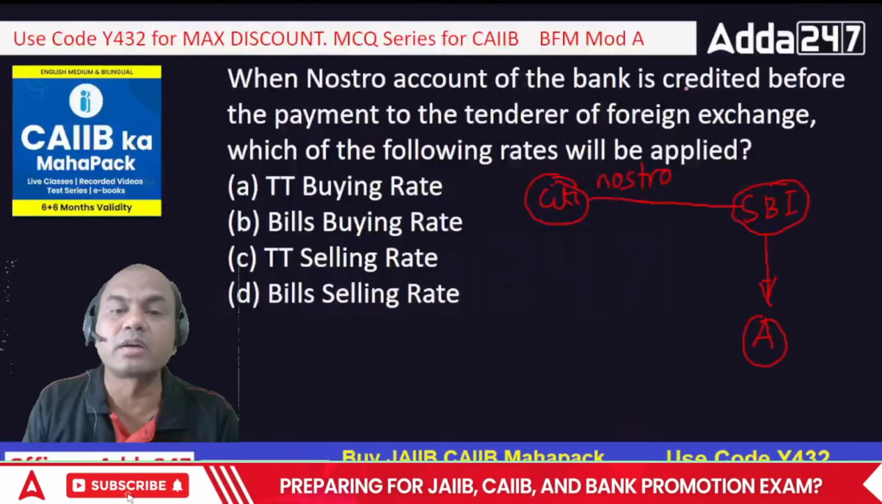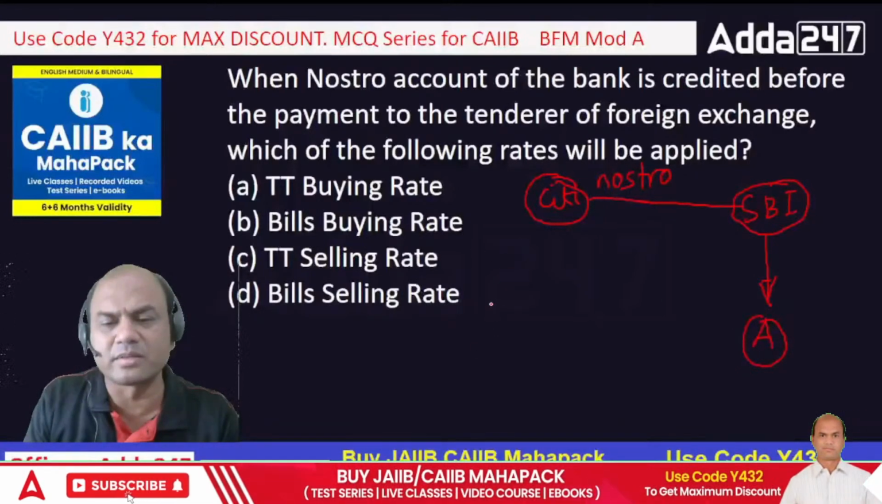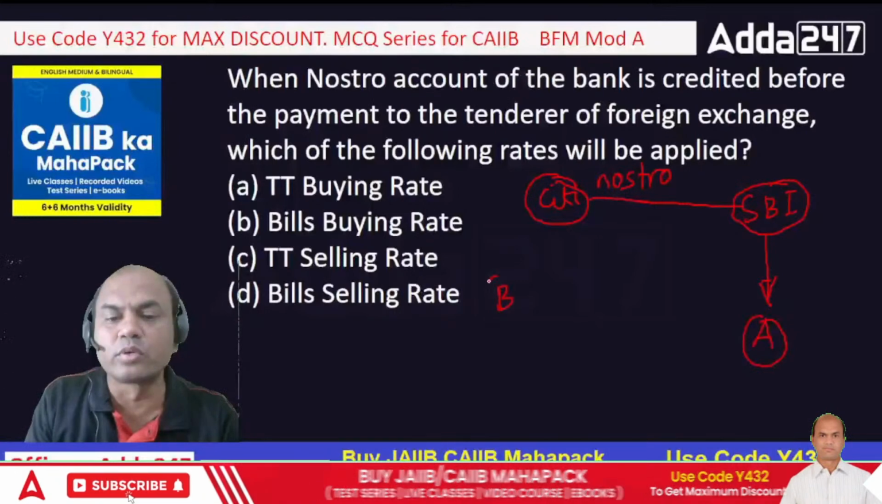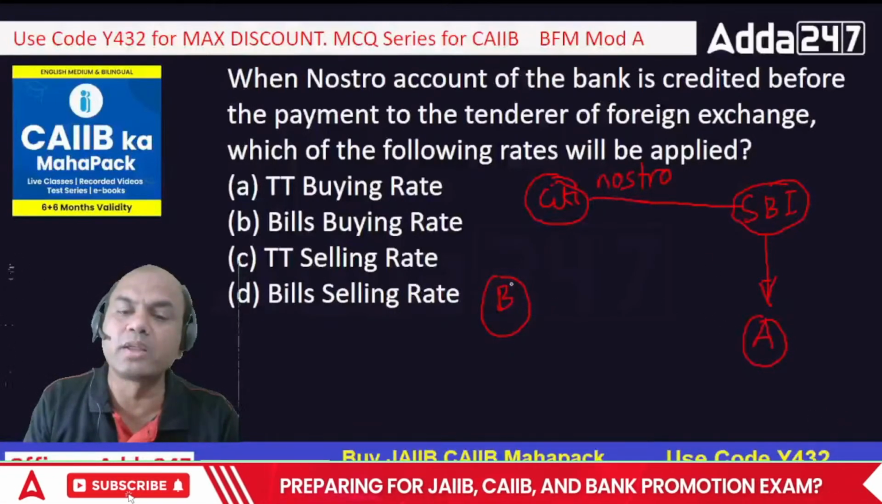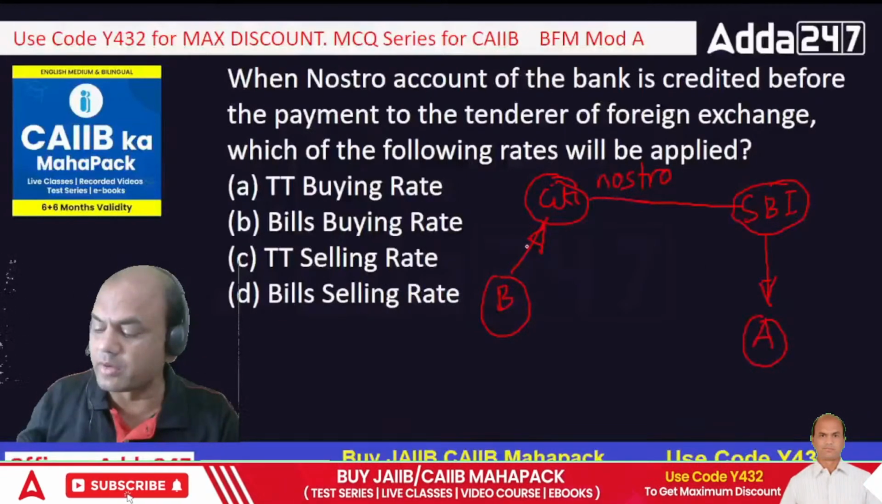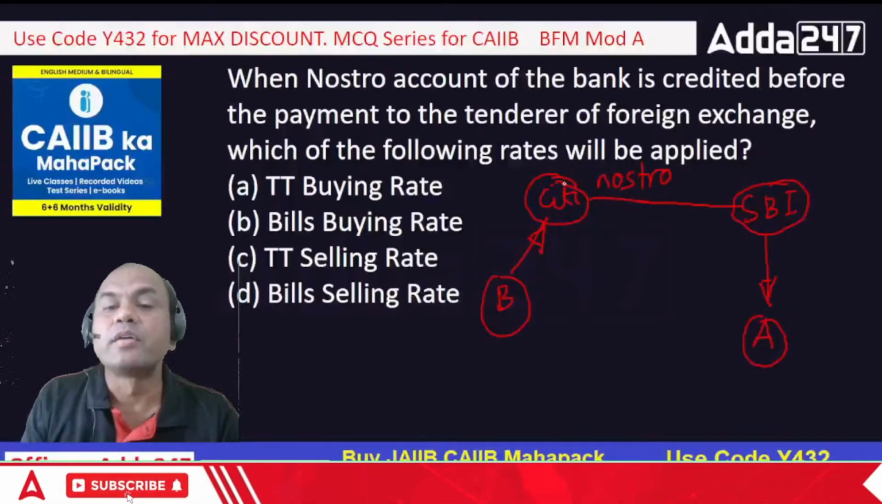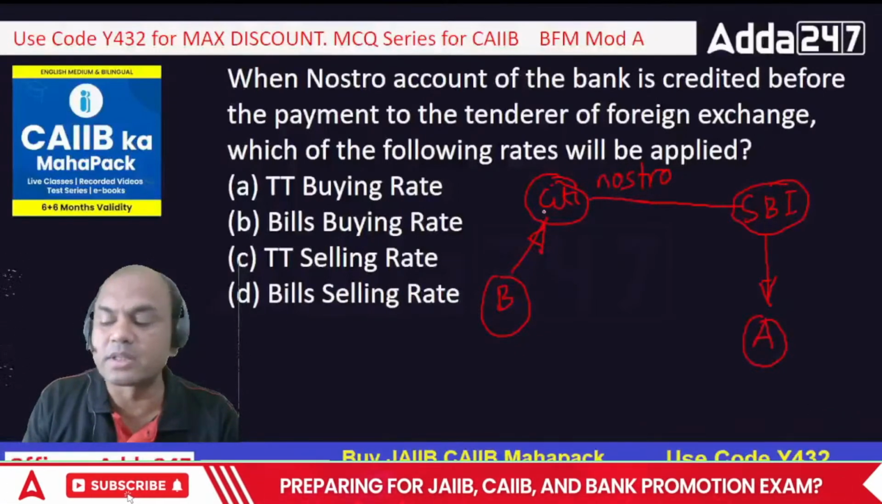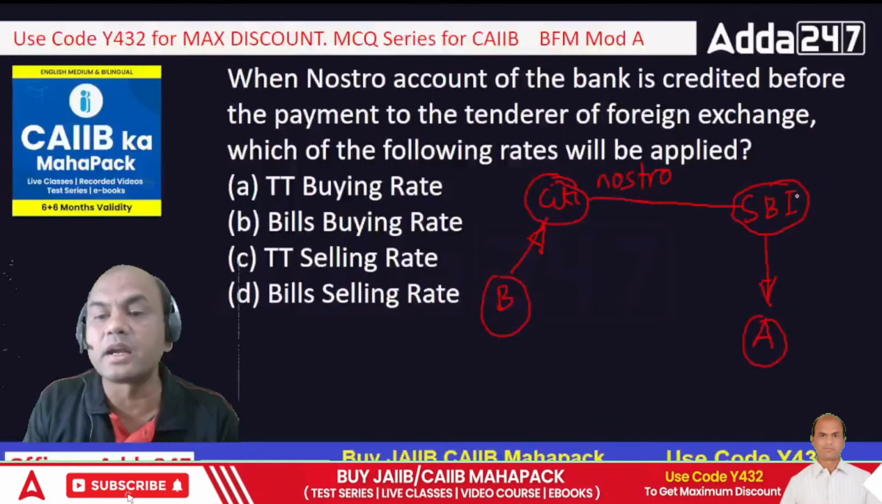Now what is the point over here? This A has sold something to somebody, Mr. B or Firm B. Now when A has sold something to B, B will give the dollars over here. When B will give dollars over here, what will happen? Now the only question is whether the dollars are credited first or dollars are credited later.